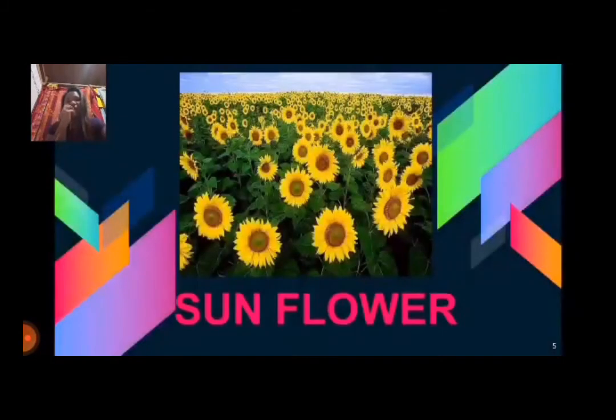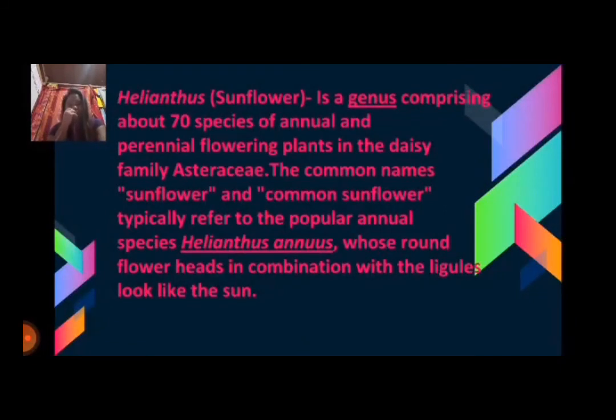So next, this flower's name is sunflower. Its scientific name is Helianthus, known as sunflower, a genus comprising about 70 species of annual and perennial flowering plants in the daisy family Asteraceae. The common name sunflower typically refers to the popular annual species Helianthus annuus, whose round flower heads, with their ligules, look like the sun.